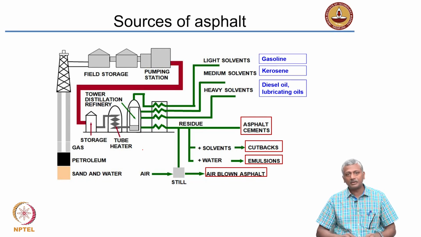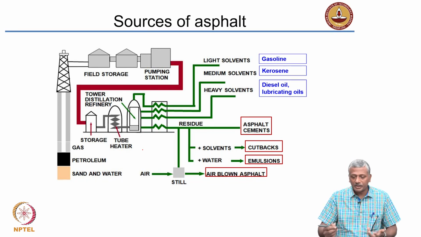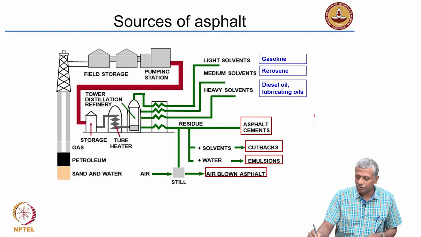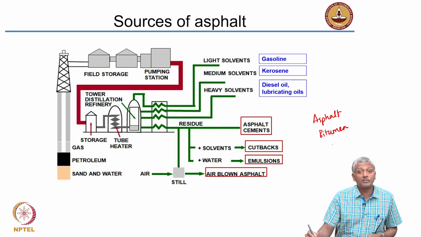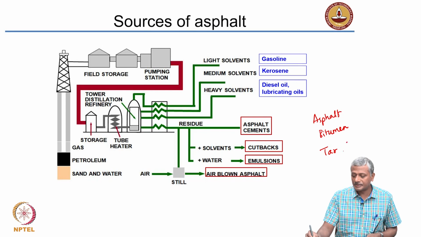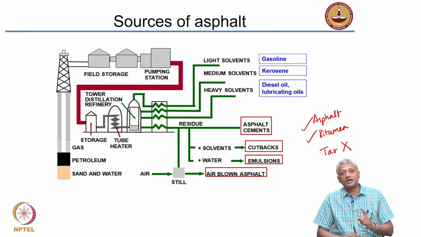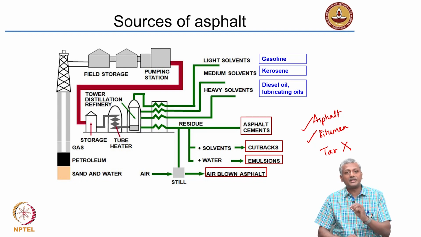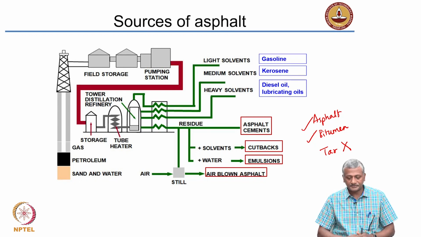Where is asphalt obtained or bitumen obtained? Asphalt and bitumen are one and the same. So, again, many of you may have heard different terminologies: asphalt, bitumen. Some of you may even call such pavements as tar roads. That is wrong. It has to be either asphalt or bitumen. Tar is incorrect because tar is a different material. I will touch upon that in just a minute.